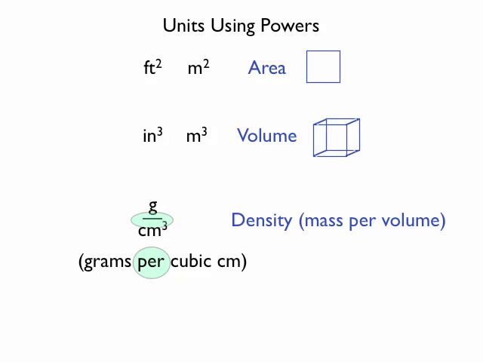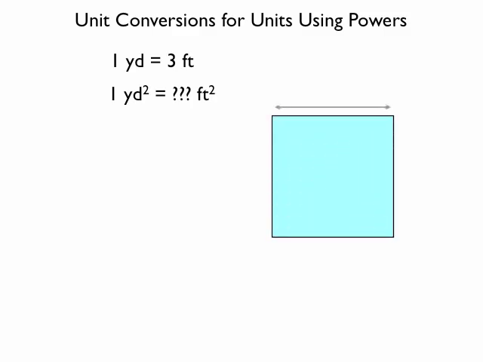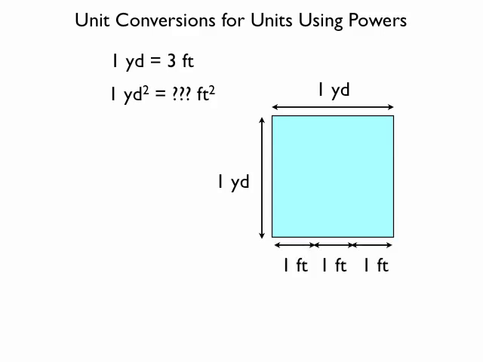We need to take special care when we do unit conversions with units raised to powers. For example, we know that 1 yard is equal to 3 feet, but suppose we want to know how many square feet are in a square yard. We can draw a picture to show the answer. 1 square yard is a square that is 1 yard on each side. Each yard is equal to 3 feet.